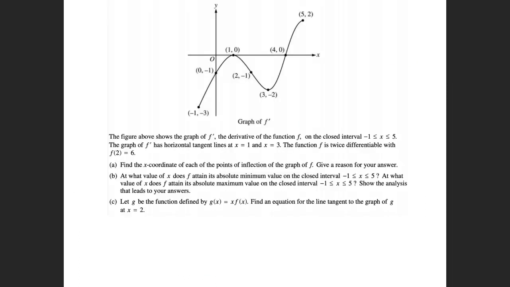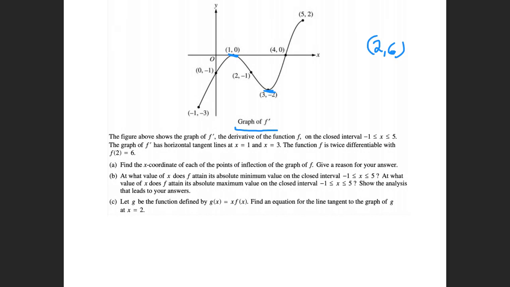One more question, one more AP question. This is another problem off an AP test. Okay. This is the derivative graph. They give it to us. They say this is the derivative graph. It says the figure above shows the graph of f prime, the derivative of function f on the closed interval between negative 1 and 5. The graph of f prime has horizontal tangents at x equals 1. Okay, so there's a horizontal tangent here. And x equals 3. So there's a horizontal tangent here. The function f is twice differentiable with f of 2 equals 6.